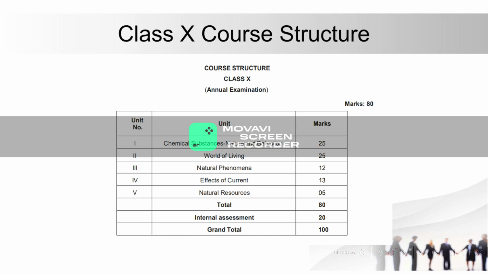So as we know that class 10th examination is of 80 marks, and you can see here the whole structure. Chemistry is of 25 marks, biology is of 25 marks, physics is of 25 marks, and 5 marks is for a chapter which we know, our environment. That is also very important.